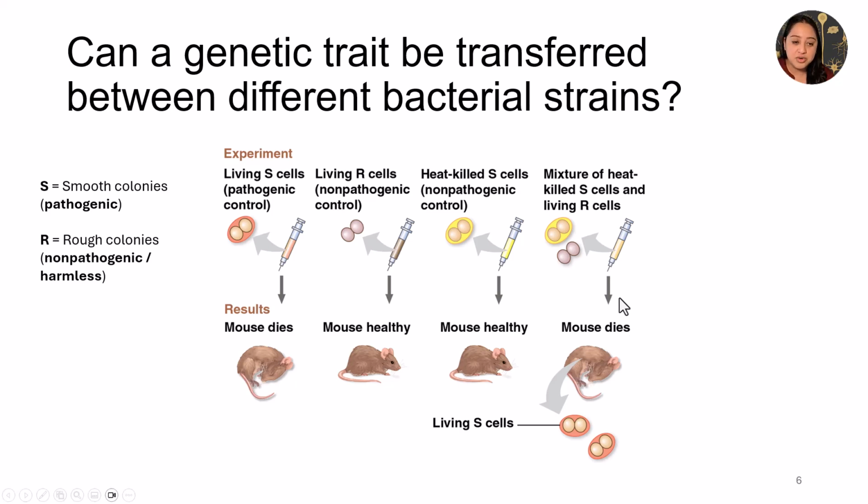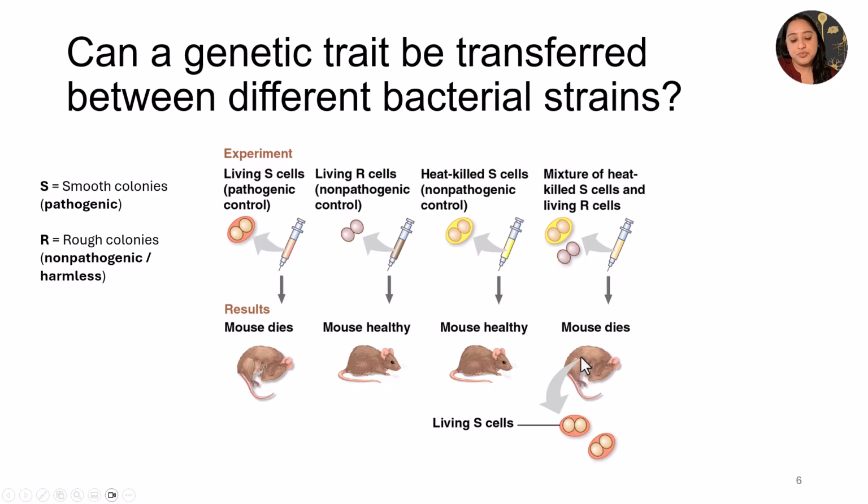I know that the R cells don't on their own kill the mice. And I know I heat-killed these S cells because when I injected them, the mouse was healthy and it didn't die. So something got transferred from these dead S cells into the living R cells, and that made these cells different, and then the mouse died.